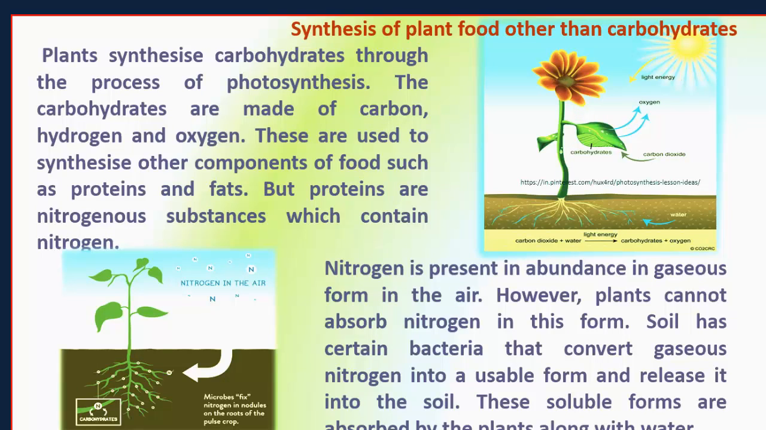Synthesis of plant food other than carbohydrates. Since we know that plants synthesize carbohydrates through the process of photosynthesis, the carbohydrates are made up of carbon, hydrogen and oxygen. These are used to synthesize other components of food such as proteins and fats.